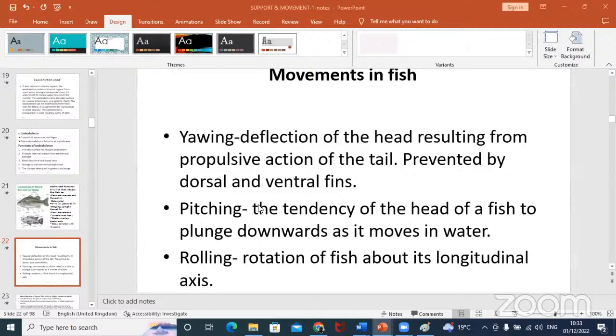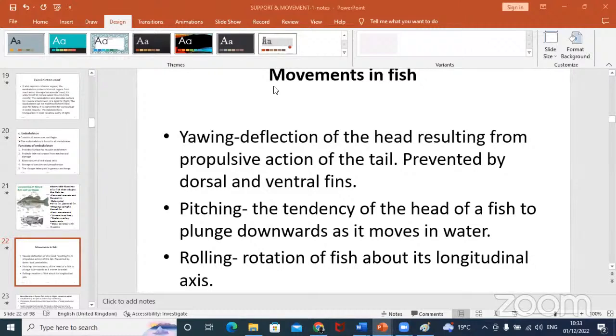So I want you, if you have any question on this, yawing, pitching, rolling, I want you to ask. Braking, changing direction. In these three, know the definition and the fins that control them. About braking and changing direction, know the fins, but those are the paired fins. Okay, so the paired fins that control that.